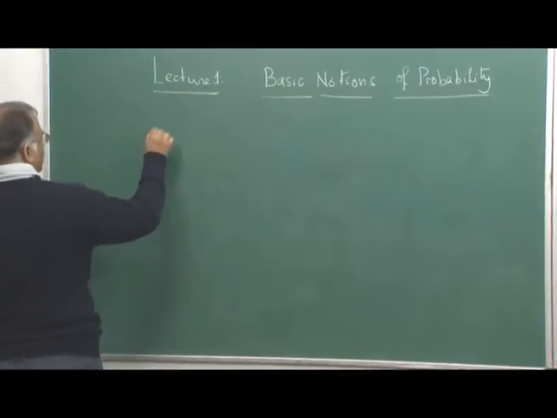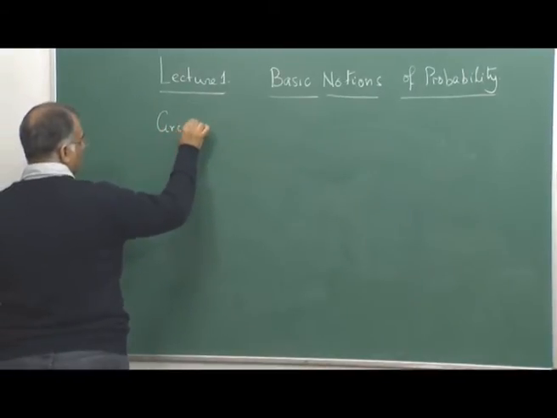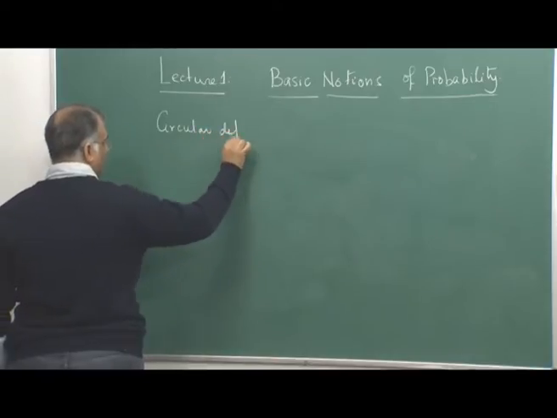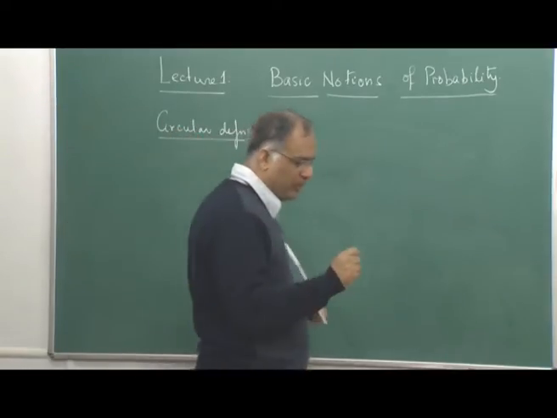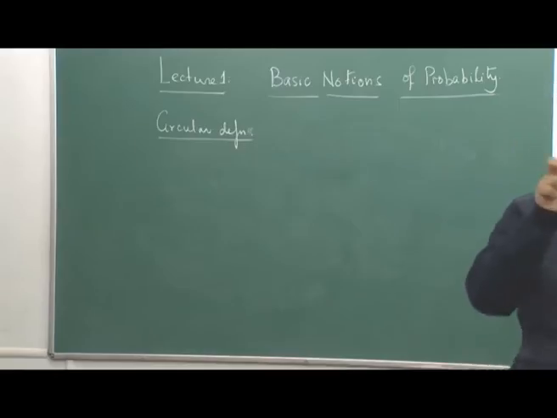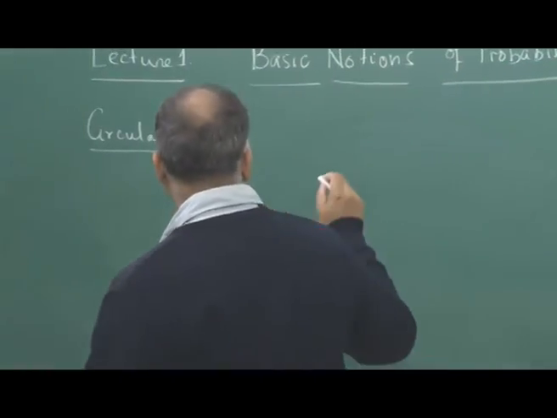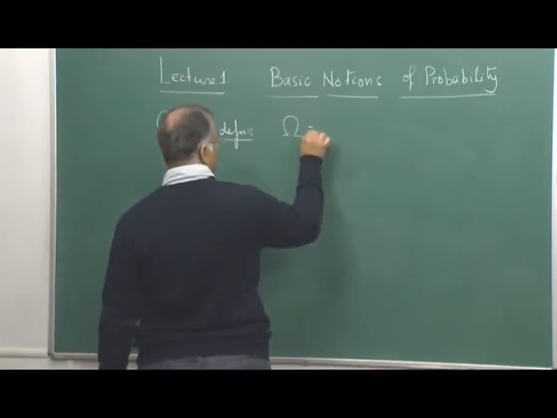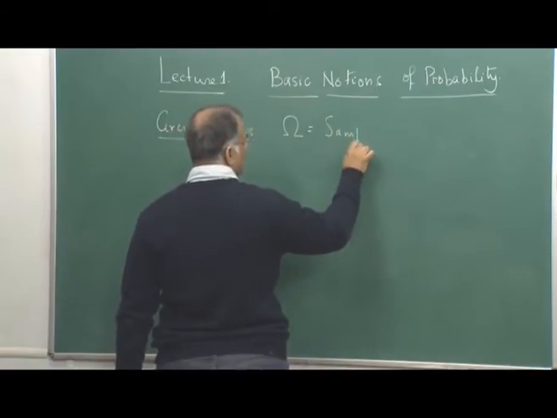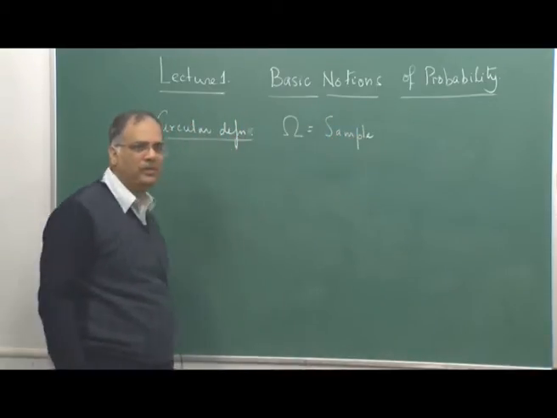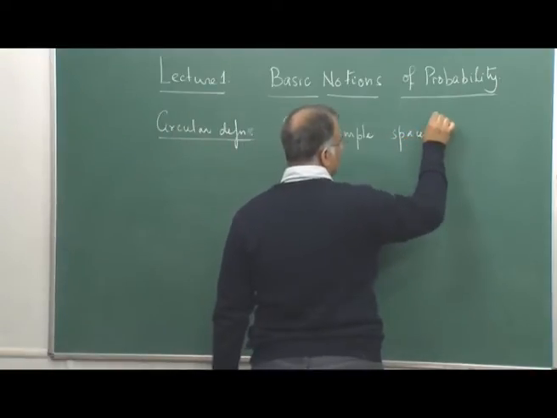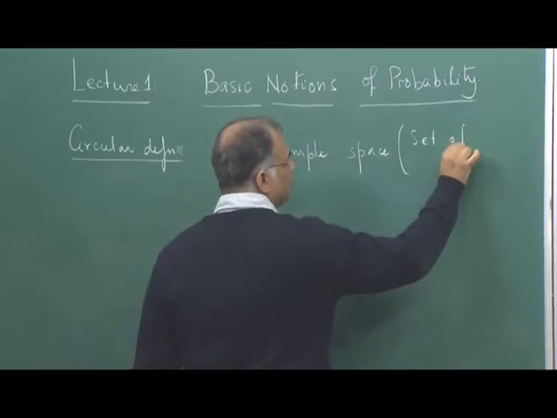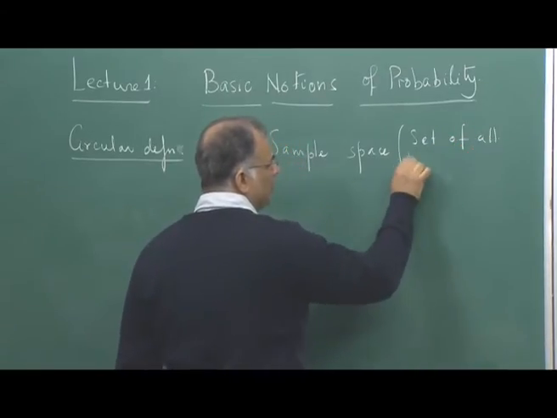So, the circular definition that is taught to all kids in high school. What does it say? The set of all possible outcomes of a random experiment is collected in a set which is called the sample space. In order to start any discussion about probability, you have to talk about the sample space. It is the set of all possible outcomes.